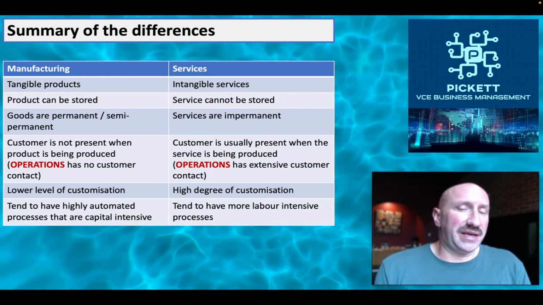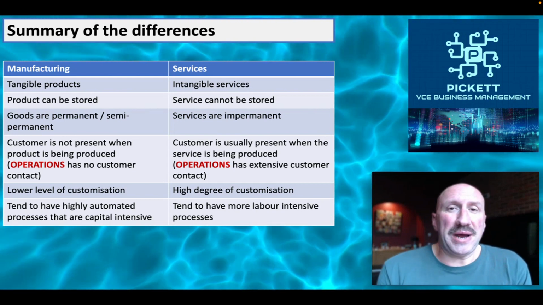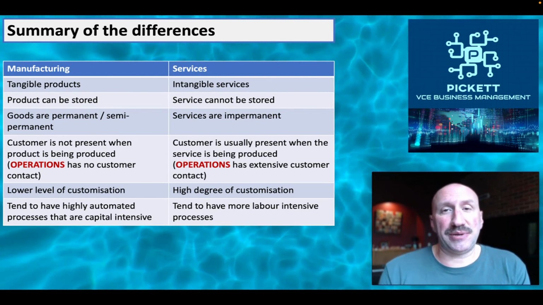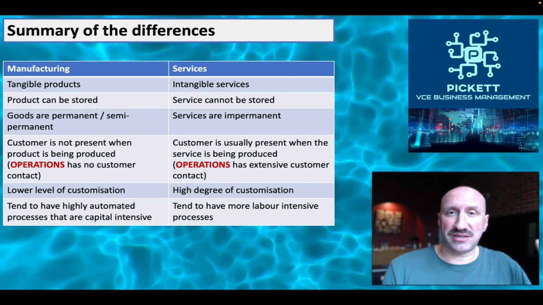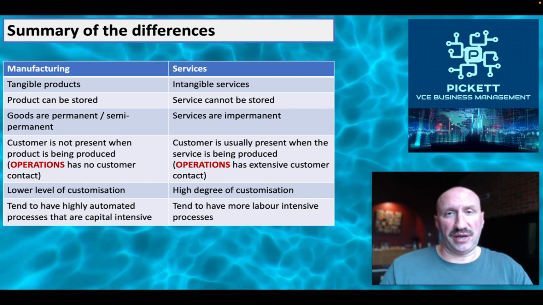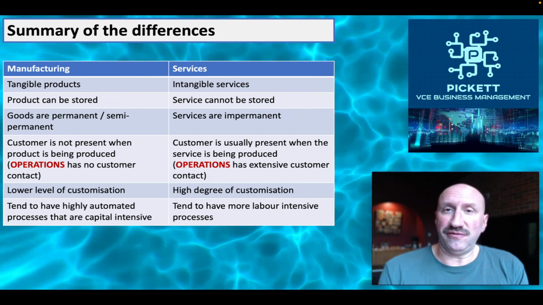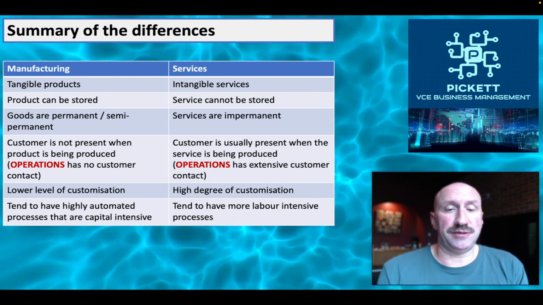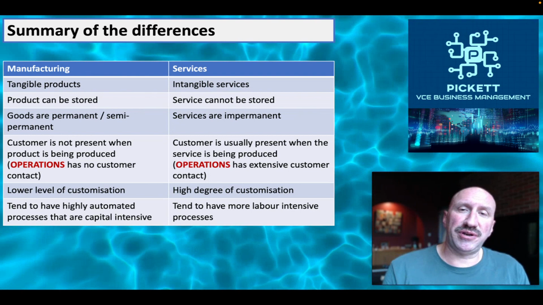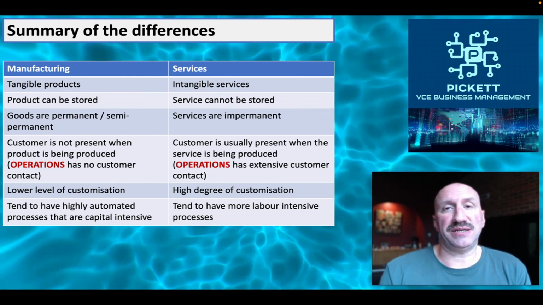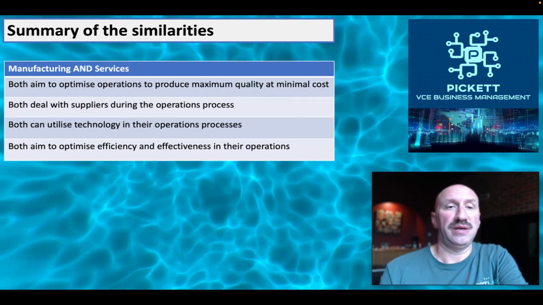And finally, again, touched on already, but manufacturing businesses tend to have highly automated processes that are capital intensive. Again, think back to when we're looking down on the factory floor. Not many people, but lots and lots of very expensive machinery and equipment. Whereas, again, already touched upon, service businesses tend to have much more labor intensive processes.